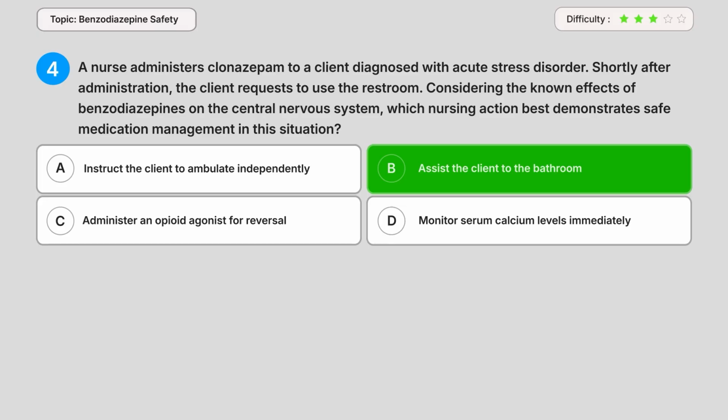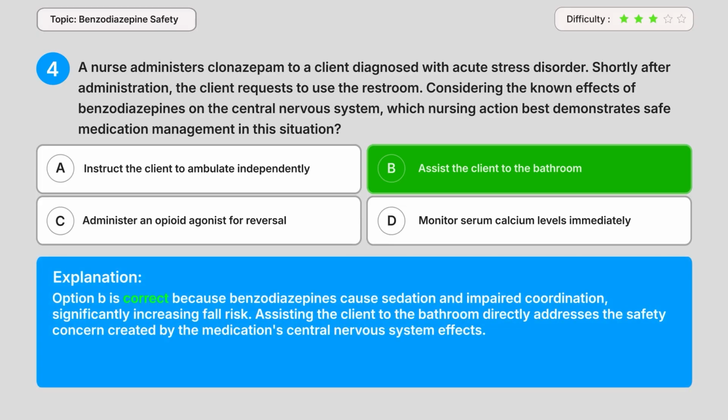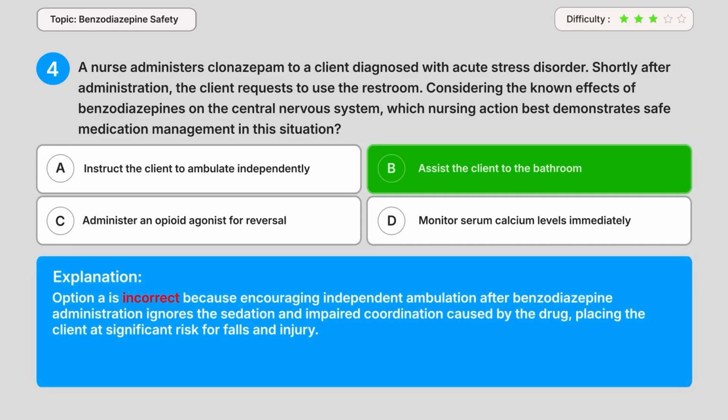Explanation. Option B is correct because benzodiazepines cause sedation and impaired coordination, significantly increasing fall risk. Assisting the client to the bathroom directly addresses the safety concern created by the medication's central nervous system effects. Option A is incorrect because encouraging independent ambulation after benzodiazepine administration ignores the sedation and impaired coordination caused by the drug, placing the client at significant risk for falls and injury.